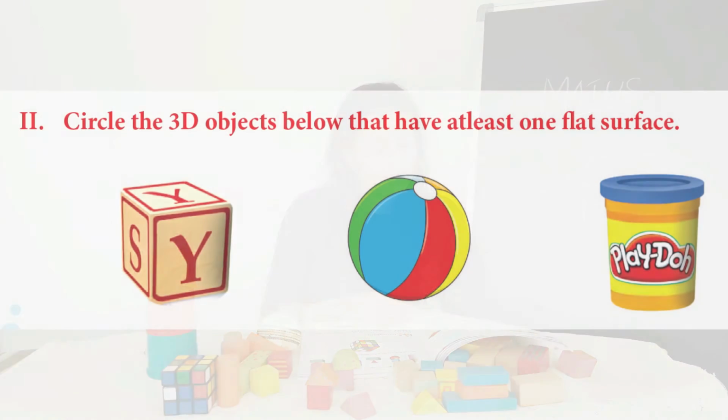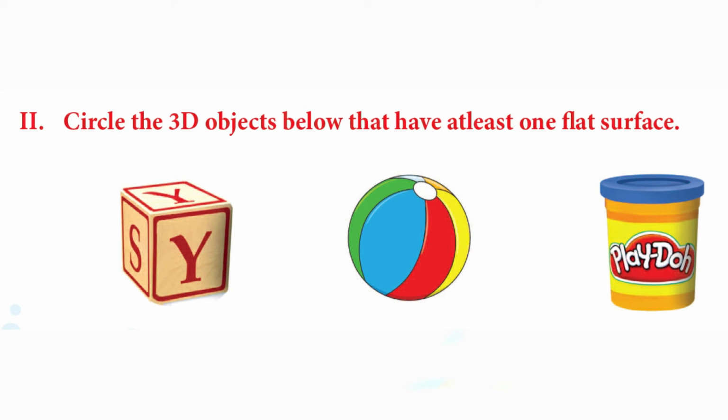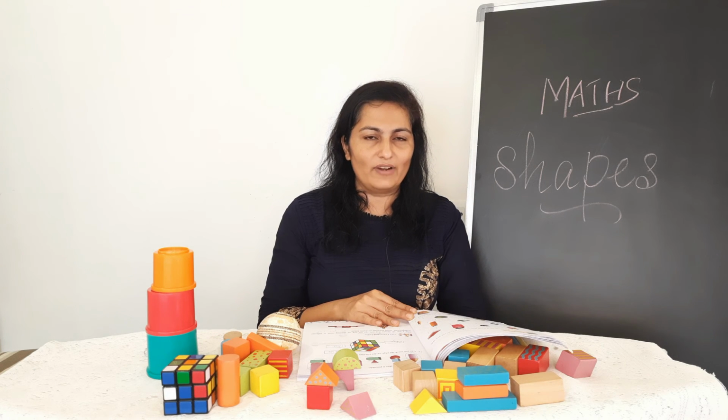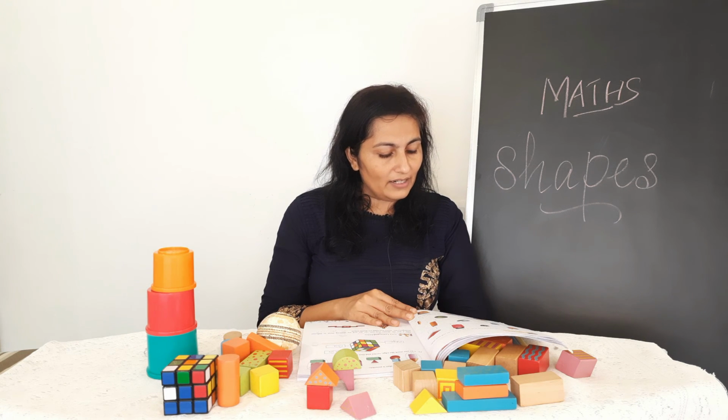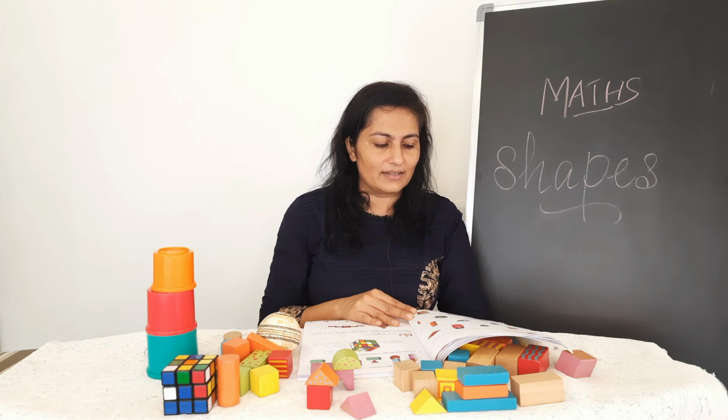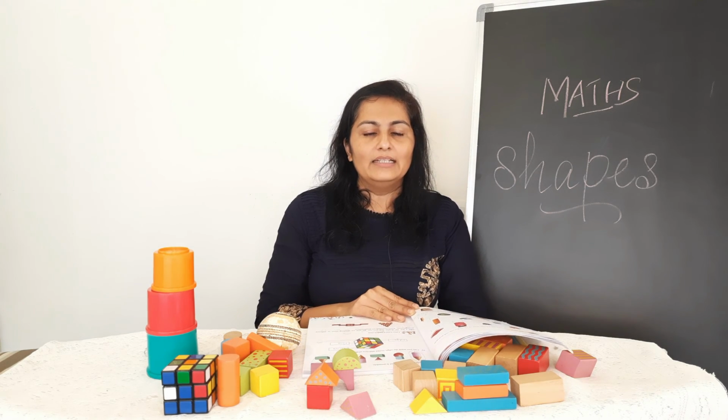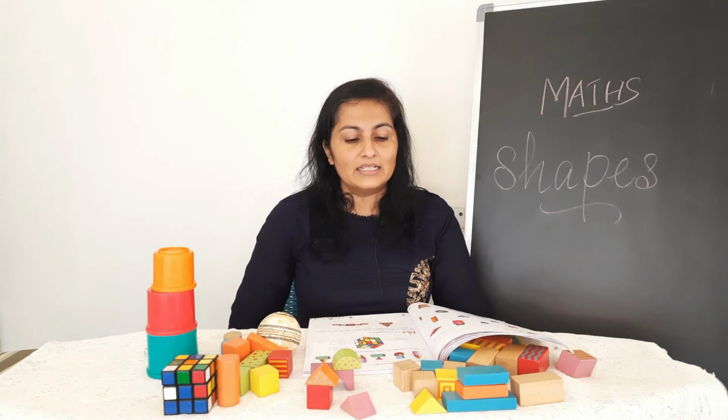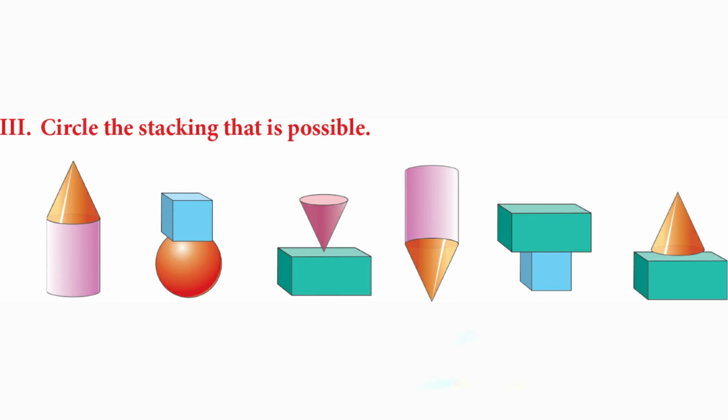The next exercise, circle the 3D objects below that have at least one flat surface. At least one flat surface. If one of these 3D objects has it, then please circle that object. The next exercise, circle the stacking that is possible. Please take a look at the picture on your screen.